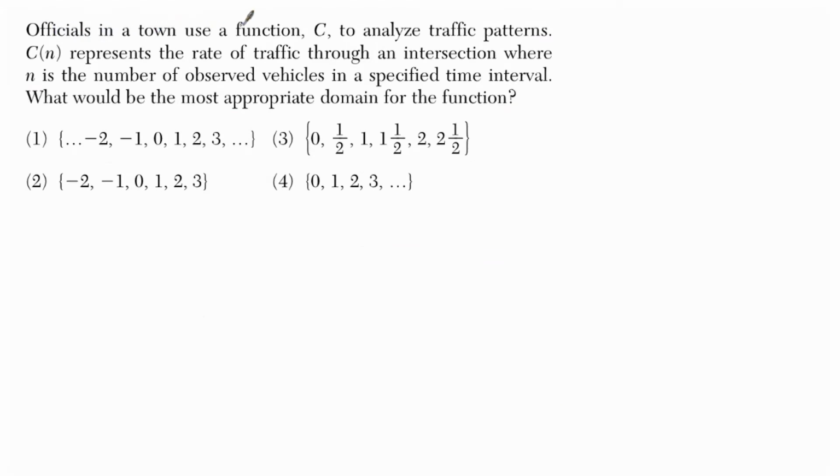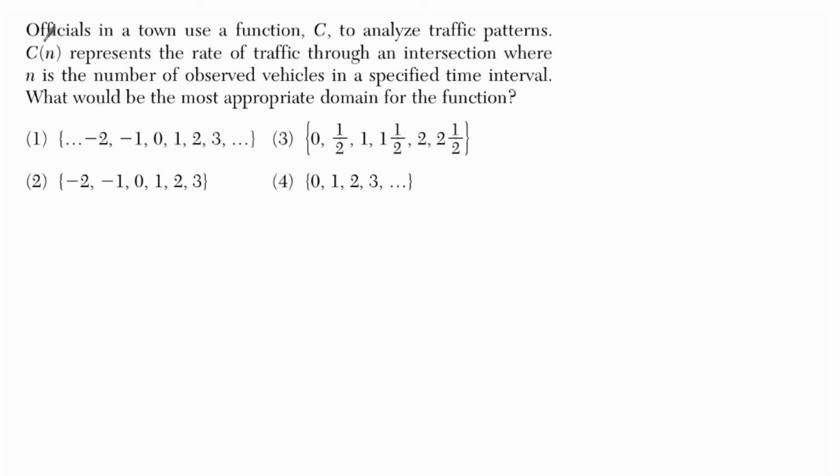Officials in a town use a function C to analyze traffic patterns. C of n represents the rate of traffic through an intersection, where n is the number of observed vehicles in a specified time interval. What would be the most appropriate domain for the function?